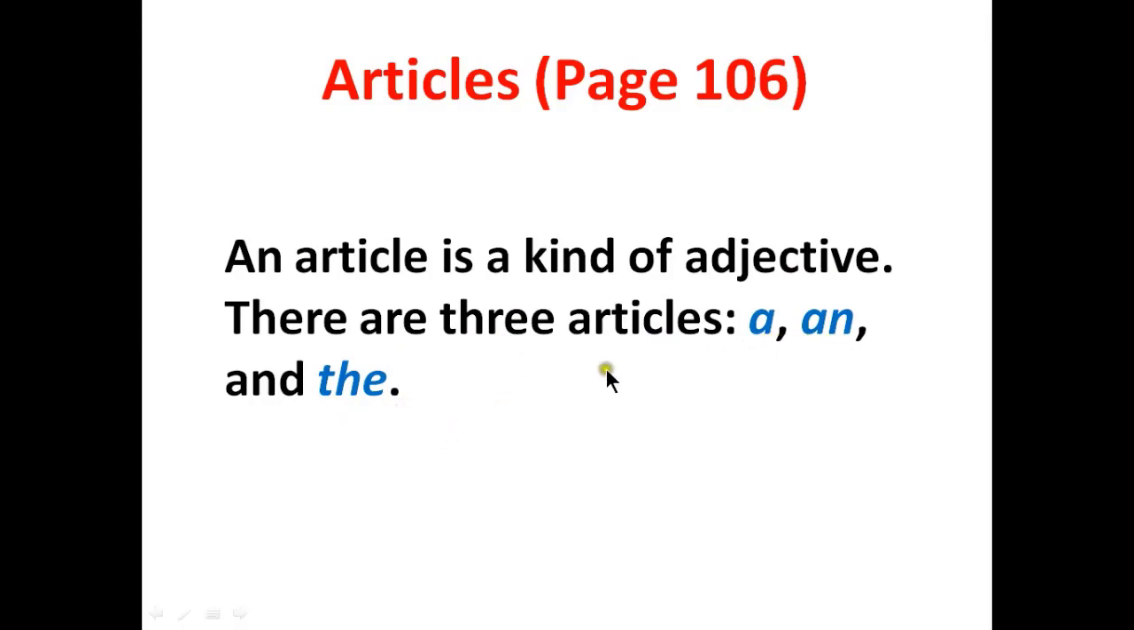My dear students, please be attentive. These three small words, a, an, and the, are called articles. My dear students, these three small words are actually a kind of adjective because we use them before a noun. For example, you will say an office, a boy, a girl, the building, the playground, the players. So these words are called articles as well as a kind of adjective. On page number 106, we will deal with these three articles.